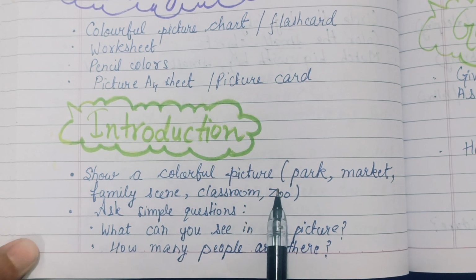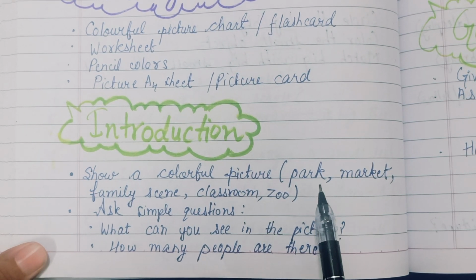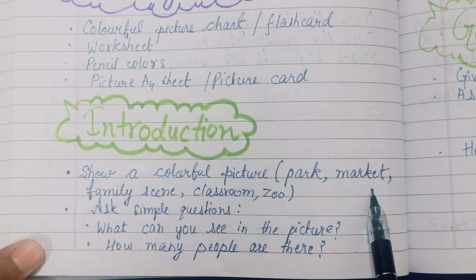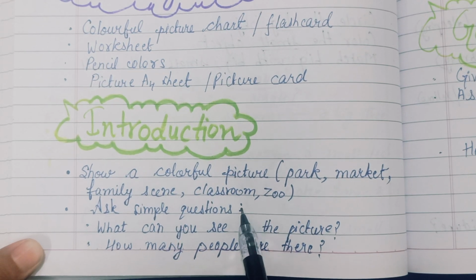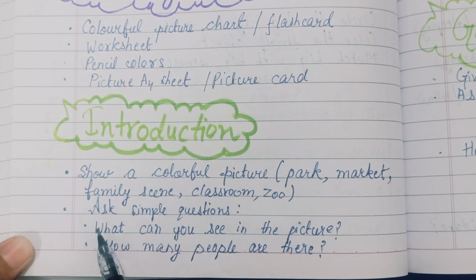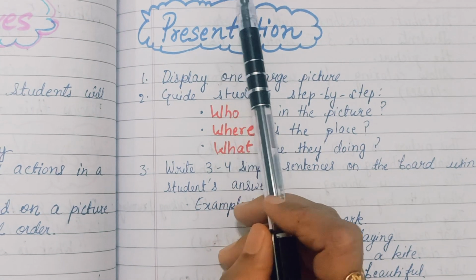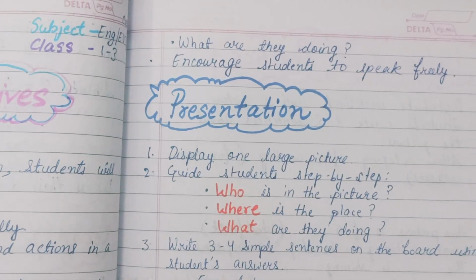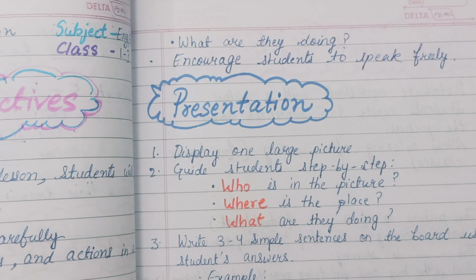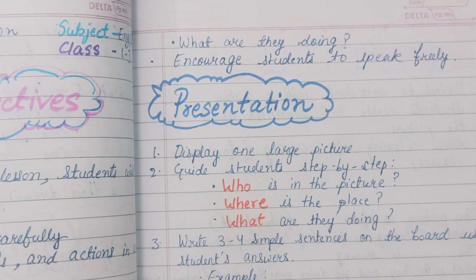Show a colorful picture, like you can show a picture of a park, market, family scene, classroom, zoo, and then ask simple questions. What can you see in the picture? How many people are there? What are they doing? So encourage students to speak freely.